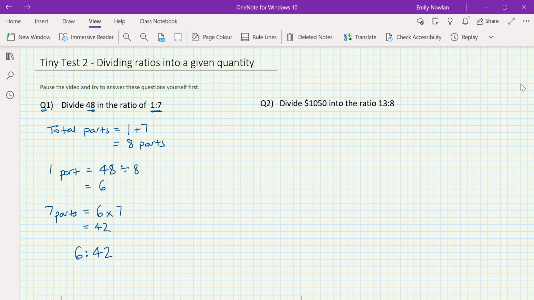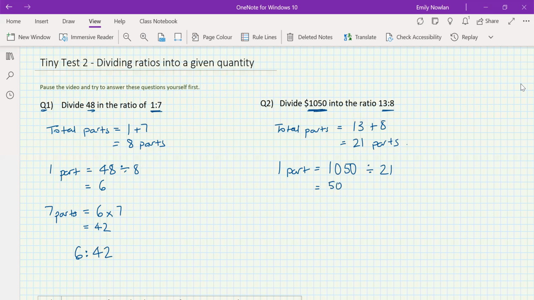Question 2. Divide, now we're talking about money, $1,050 into the ratio 13 to 8. So again, we still need to start with what's the total parts that we're talking about. Total parts, well, it's 13 and 8 together. So there's 21 parts. And just like before, we need to know what is one part. We've got to take the whole, which is the 1,050, and we need to divide it by 21 to work out what one part's worth. You can do it in a calculator or you can do it in your head if you think you can. So 1,050 divided by 21 is actually 50.